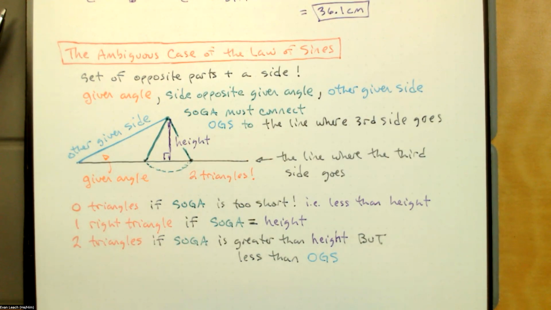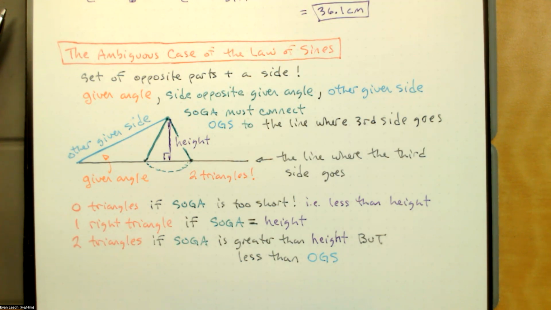So it's the two triangles case if the side opposite the given angle is greater than the height but less than the other given side. The two triangles happens because I can take that side opposite the given angle hanging from the other given side and put it in two places. It swings back and forth and hits the line where the third side goes twice.